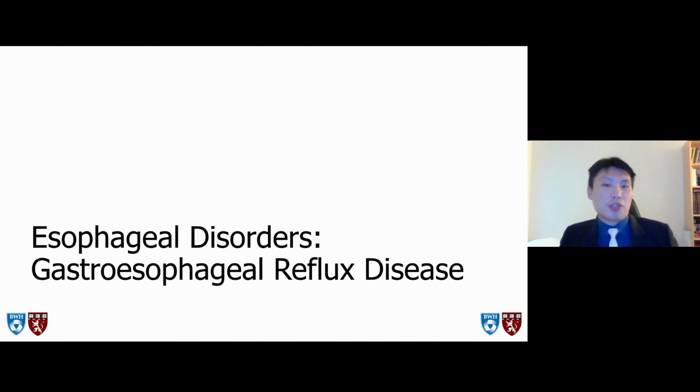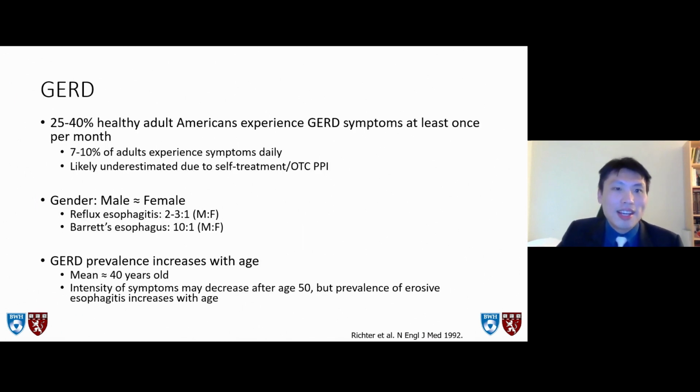We're going to move on to some esophageal disorders. The first one to talk about commonly is GERD. GERD, as we know, is a very common condition affecting up to 40% of healthy adults. It tends to affect males and females equally, although severe disease like reflux esophagitis and Barrett's esophagus tends to be more common in men. The prevalence of GERD also increases with age, although the mean age of diagnosis is around 40 years old.